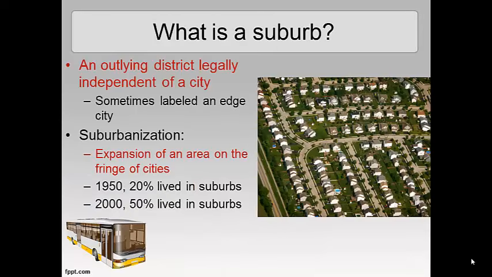Alright, so what is a suburb? Kind of where you live. Alright, well, what literally is it? It's an outlying district legally independent of a city. And almost every suburb can be tied to a central city, and we'll talk about that. Sometimes suburbs are also labeled as edge cities.